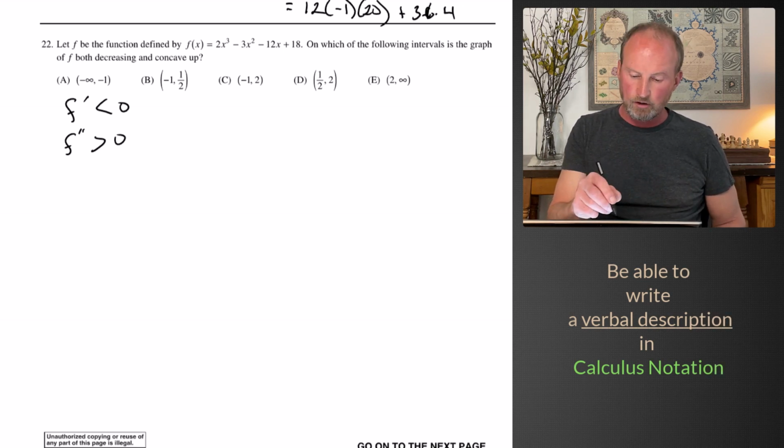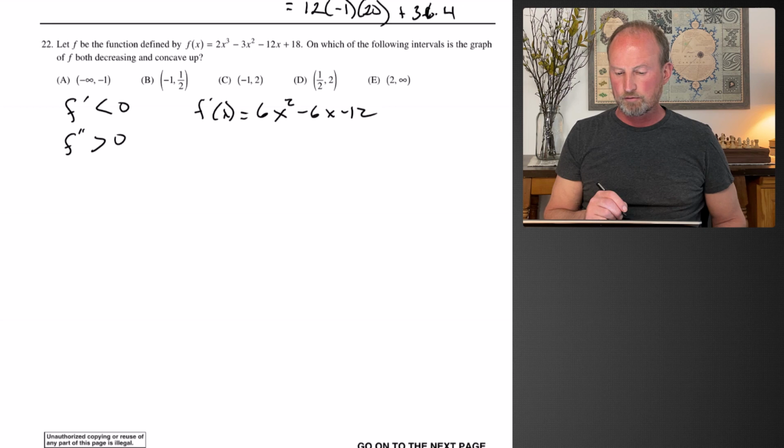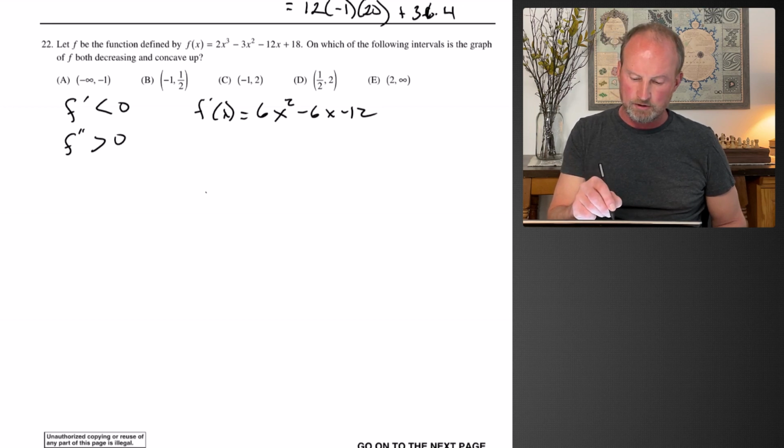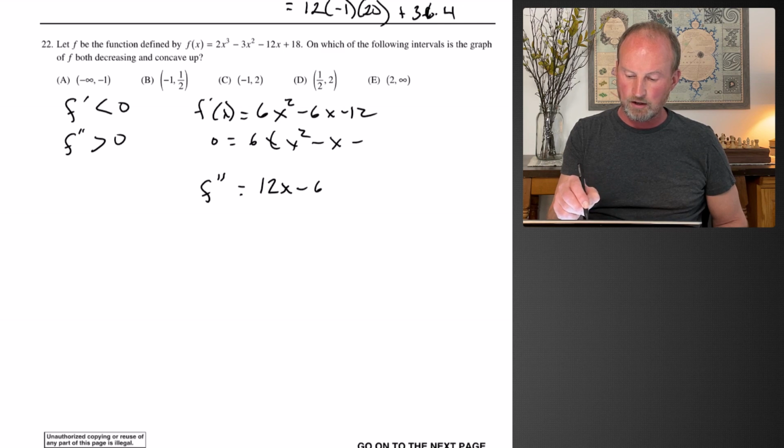Start taking some derivatives. f prime, 6x squared minus 6x minus 12. I would always just do what I'm doing right here. Just go back, double check that I said it right, double check that you did it right. Okay, I'm going to leave myself a space because I'm going to solve that thing. F double prime is going to be 12x minus 6. Okay, set this thing equal to 0 and solve. I'm going to factor out a 6, and I get x squared minus x minus 2. Do a little factor. I get x minus 2, x plus 1.